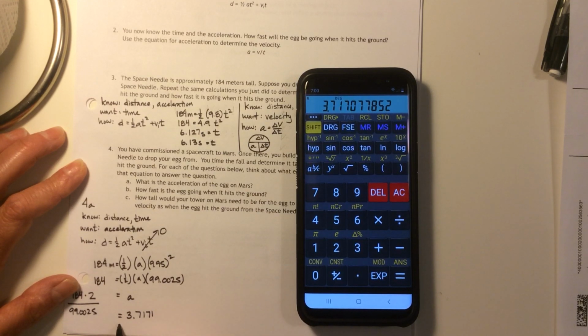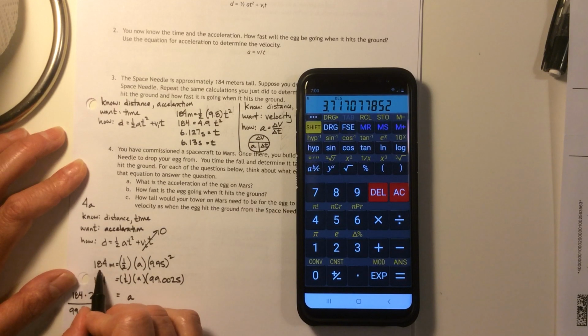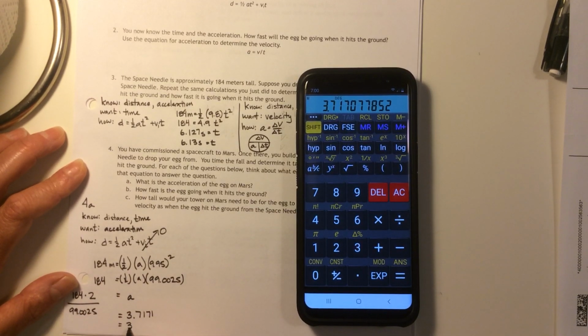All right, 3.7171. That goes on for a while. So we're going to round this. This was 3 digits, this was 3 digits, so I'm going to round it to 3.72.